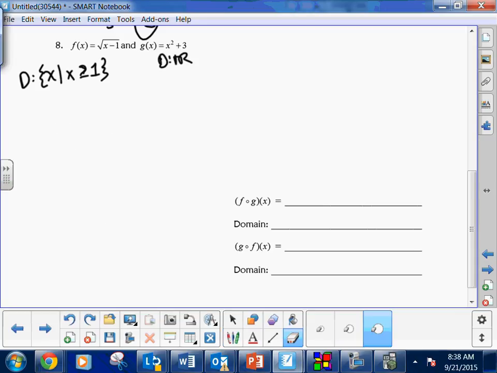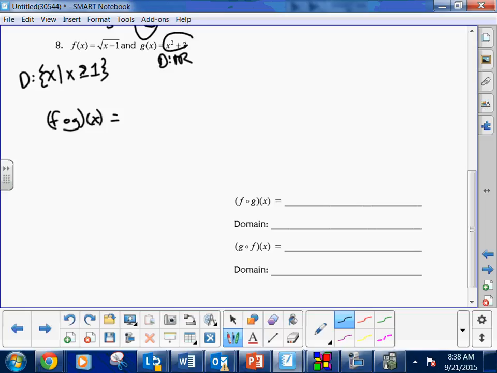Now the composition with this one is going to be kind of exciting because we're going to go ahead and substitute this in here. So we're going to actually do the f of g first. The f of g of x means that we're going to take this and put it right in there. So we're going to have one radical, x squared plus 3 minus 1. So when I do this composition, I'll have the square root of x squared plus 2 when I simplify.